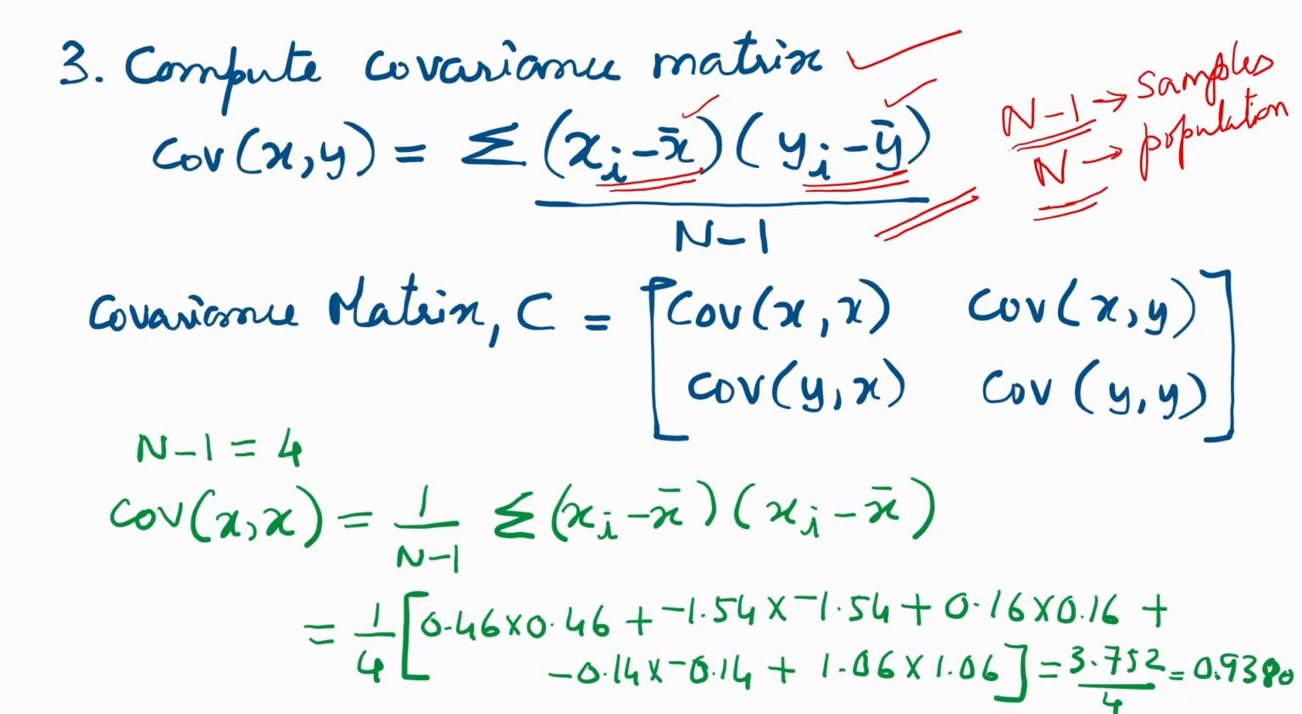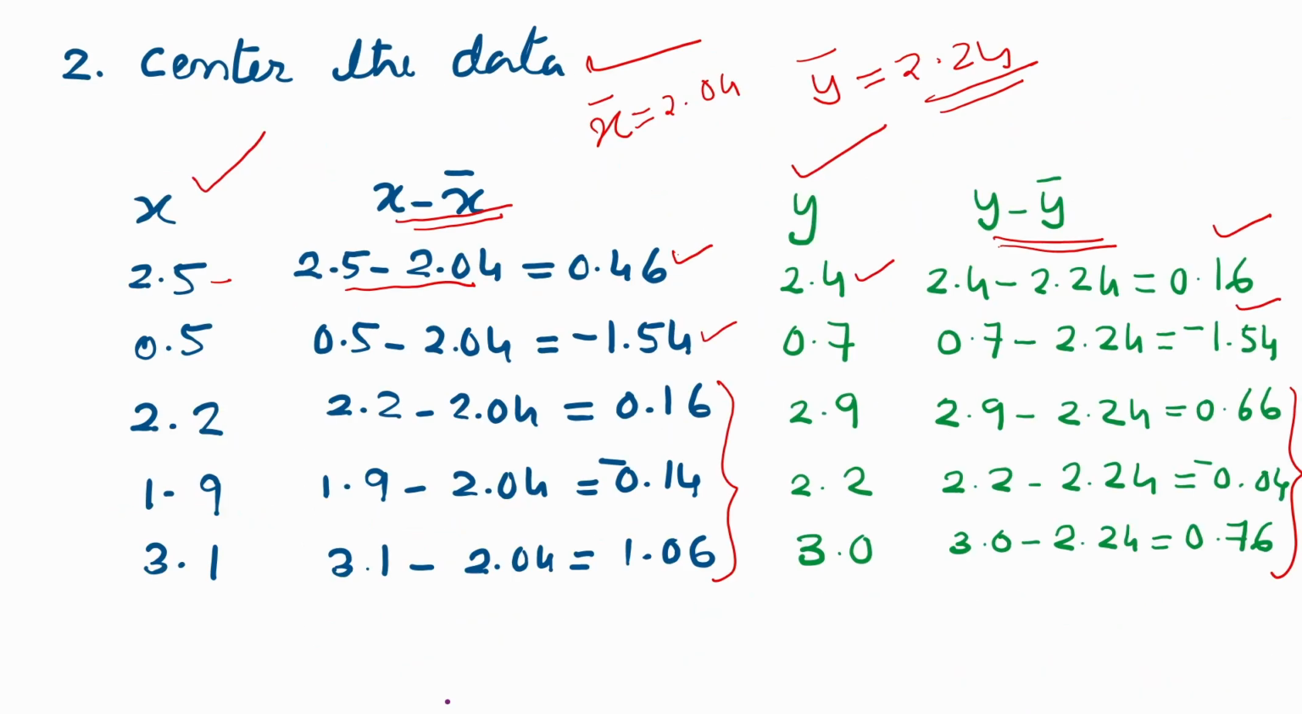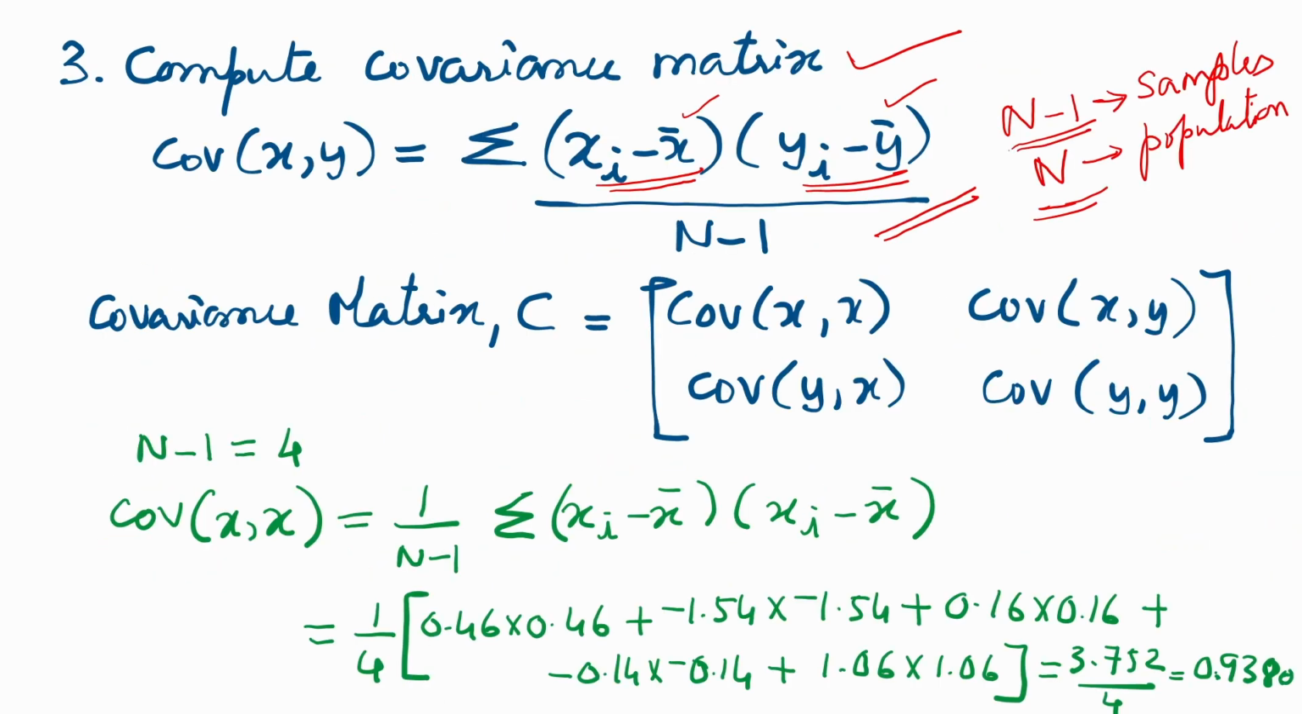So what is this n? n is the total number of data points. We have 1, 2, 3, 4, 5. So n minus 1 is nothing but 5 minus 1, that is 4. So n minus 1 is equal to 4.